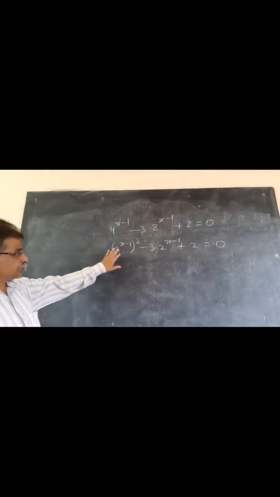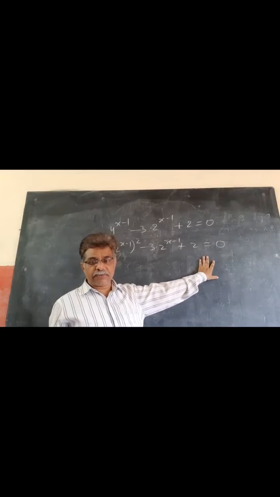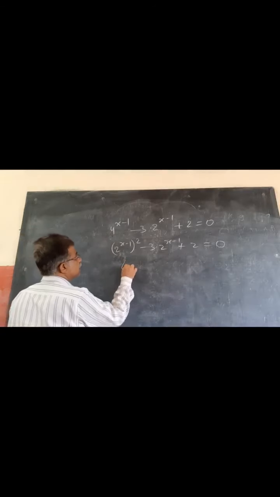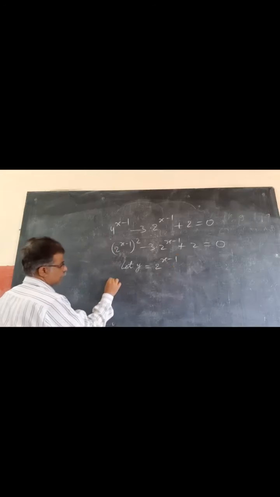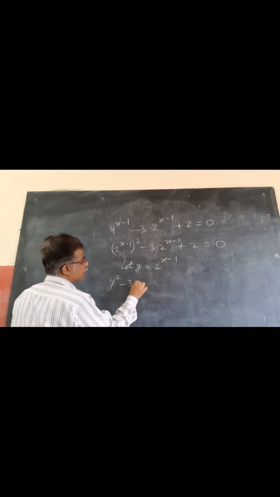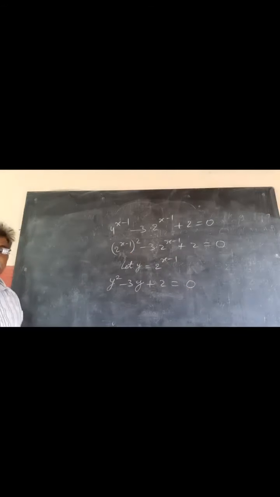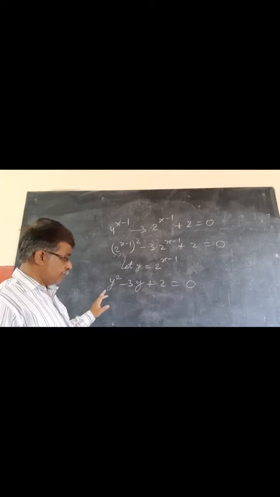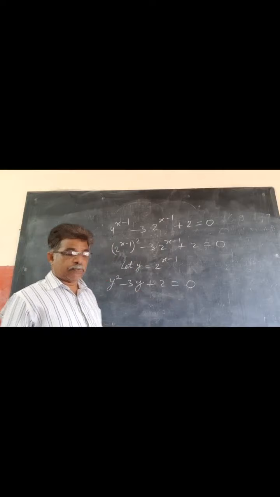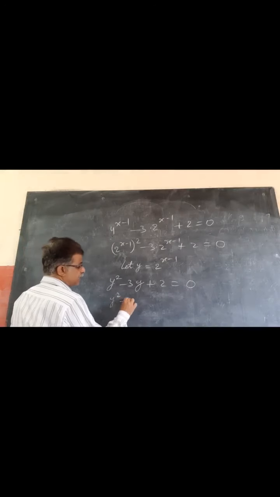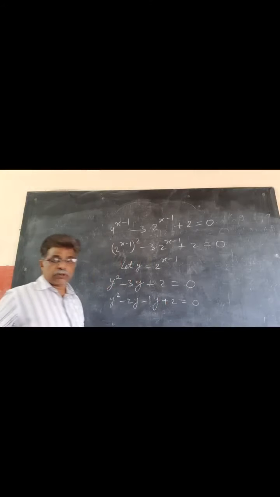Now if I assume this is y, then y² − 3y + 2 = 0 becomes a quadratic equation only. So I will take y = 2^(x−1). Now the equation becomes y² − 3y + 2 = 0. Now I am again going for the splitting the middle term method. This 2 I factorize as 2 times 1, so this is 2 plus 1. So y² − 2y − 1y + 2 = 0.